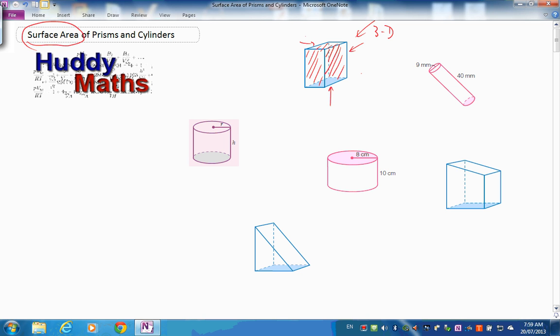one down the bottom. If you were going to paint this box with a shape, you would need to know the surface area of all those. Perhaps not the bottom, you might not paint the bottom, but you'd want to know the area. So that's what we're going to do.